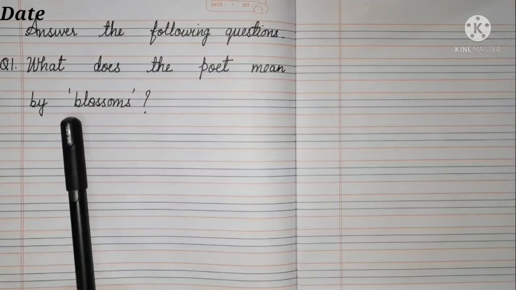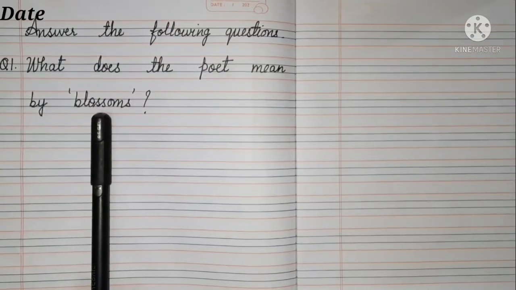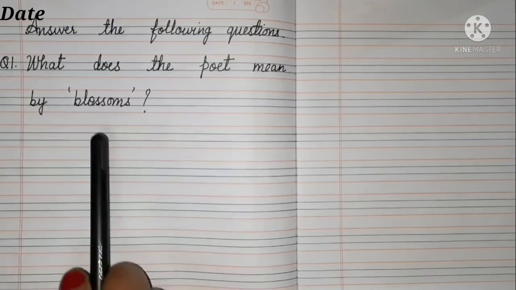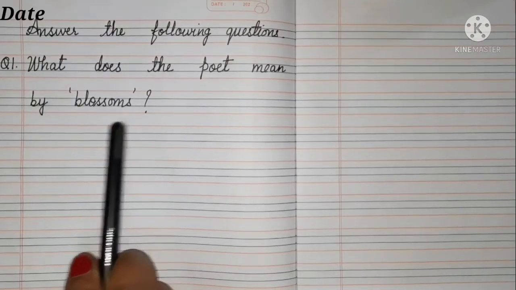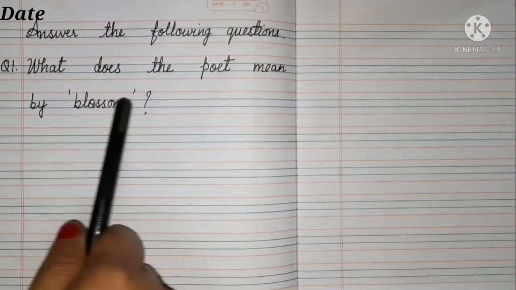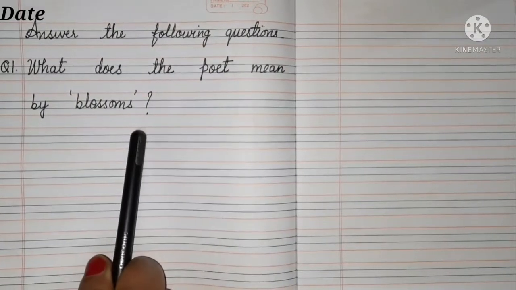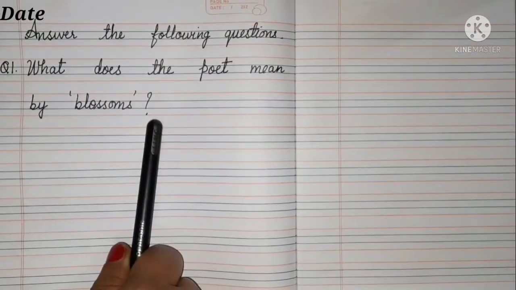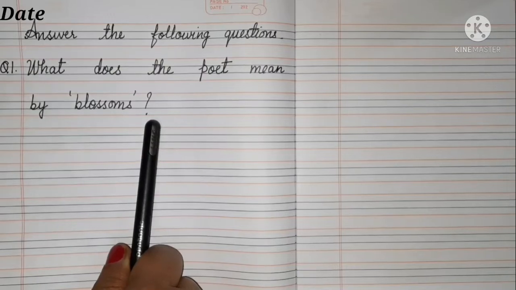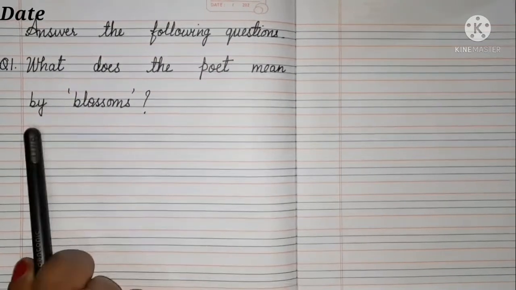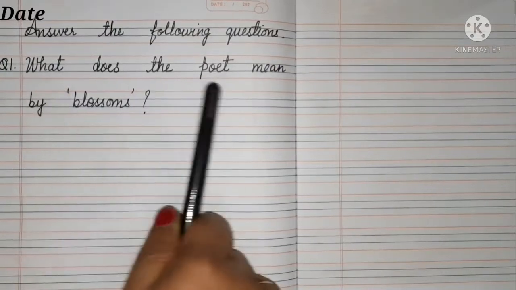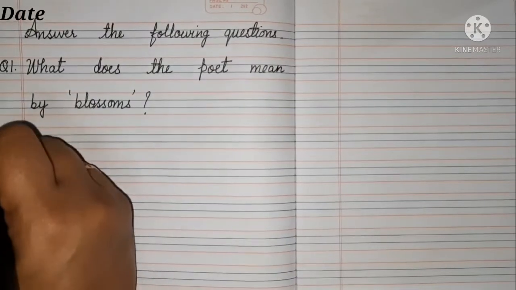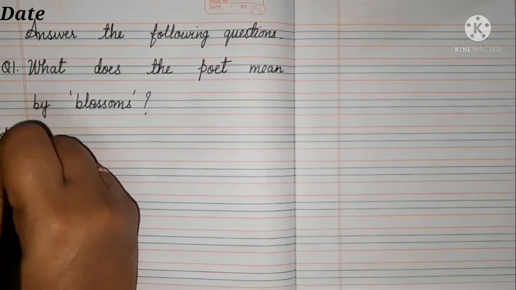Spelling of blossoms, B-L-O-S-S-O-M-S. Now, can you see the inverted commas? So, you have to write blossoms between inverted commas and after that write a question mark, because this is a question. Write the question mark at the end of the question. What does the poet mean by blossoms? Okay, this is the question. Now, let's write the answer, children. Answer 1.